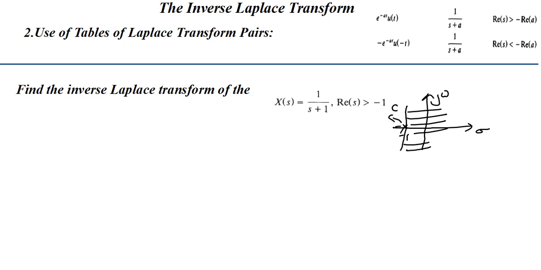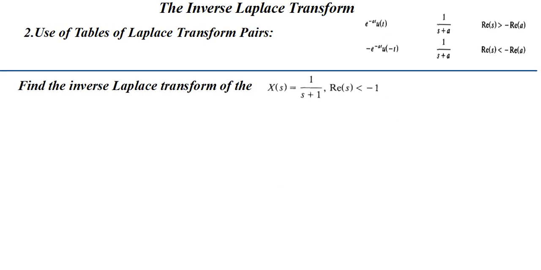If it is a causal signal, and the form is 1 by s plus a, you should write the result in the causal form. The ROC is to the right of the pole. So we can write the result in this form: x of t is equal to e raised to minus 1 into t, u of t. So this is the result, e raised to minus t into u of t. This is a causal signal.